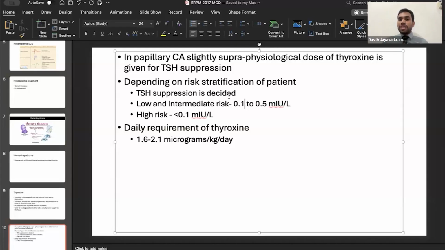Why do we give that? We give that after we do the total thyroidectomy. There's no guarantee that all the thyroid cells are taken off. There may be a few islands of cells still remaining, and those can implant and cause recurrence of papillary thyroid carcinoma. So in order to kill those small cells that are still deposited, we give radioiodine treatment.